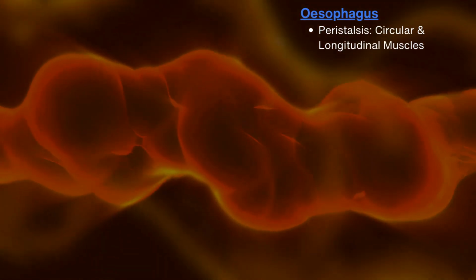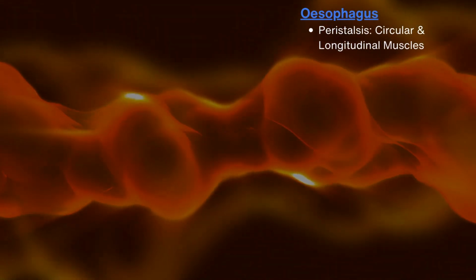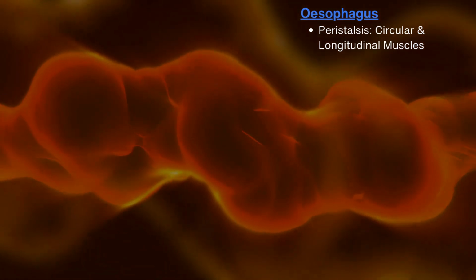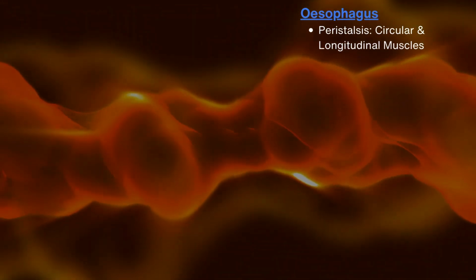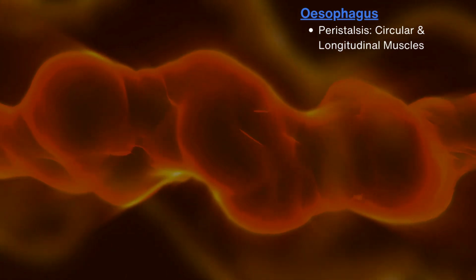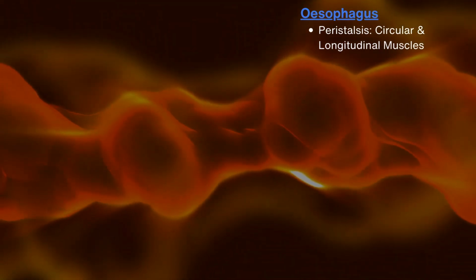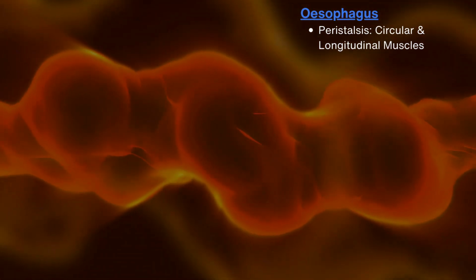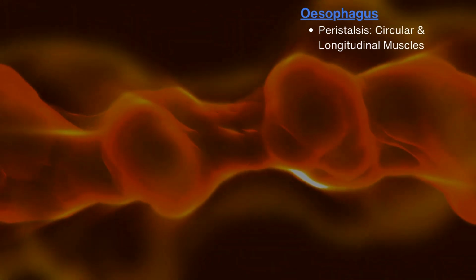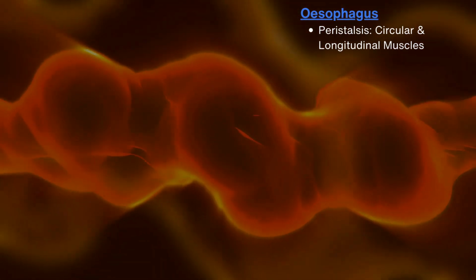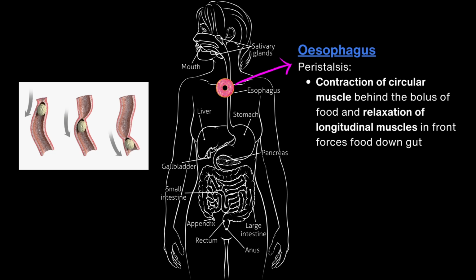Next, we move from the mouth to the esophagus. And the esophagus is a straight, narrow tube with a muscular wall which carries food to the stomach by the process of peristalsis. And this involves both circular and longitudinal muscles. If we look at it here, we can see the donut has moved from the mouth to the esophagus, which is essentially connecting it from the mouth to the stomach.